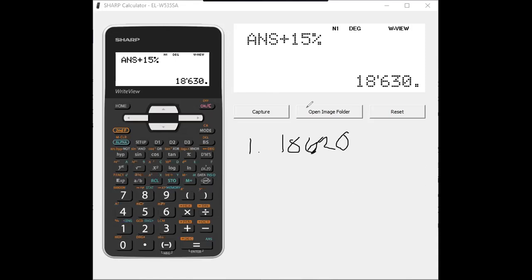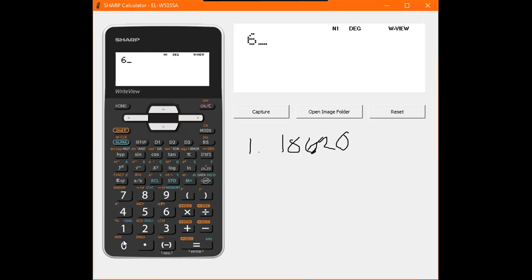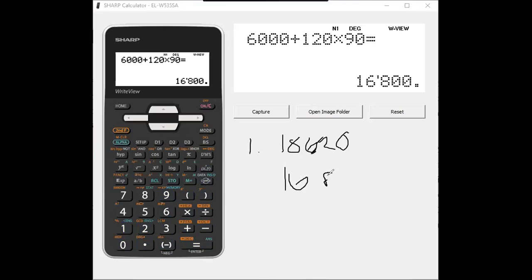Okay, then for our second option, we're going to have 6,000 Rand venue hire plus 120 guests that cost 90 Rand each. So that total is 16,800 Rand. Okay, so that's option 2. So obviously our best option is option 2. It's almost 2,000 Rand cheaper for their catering.